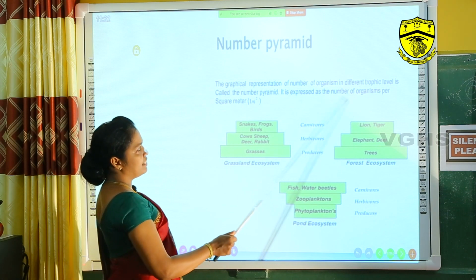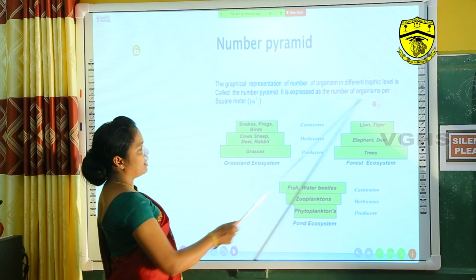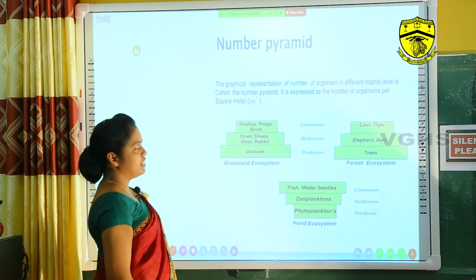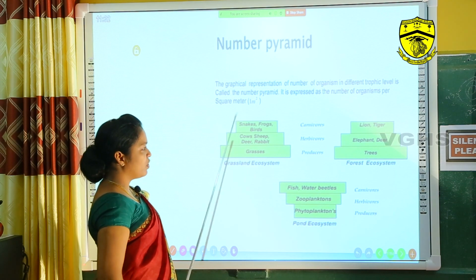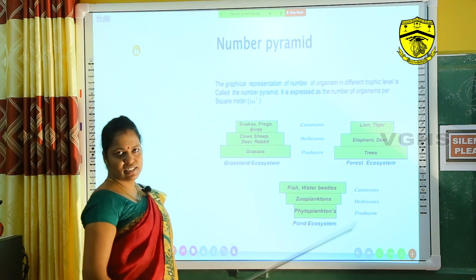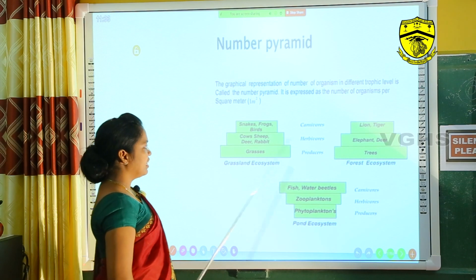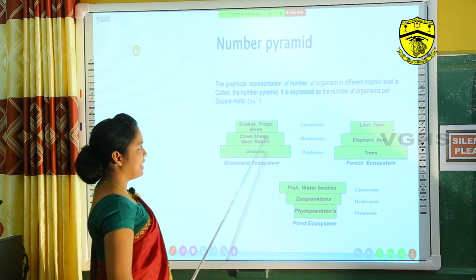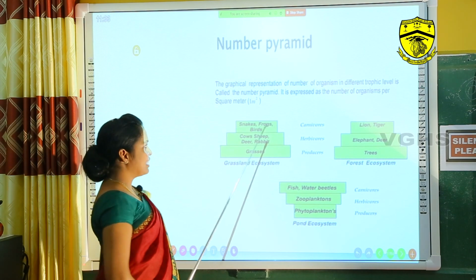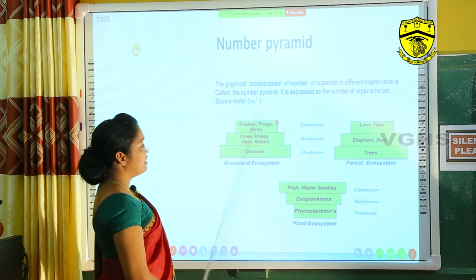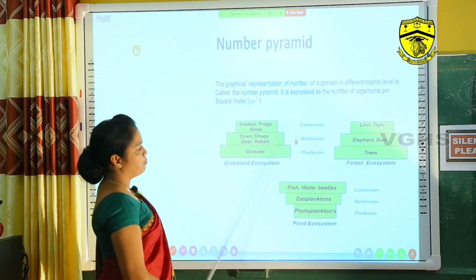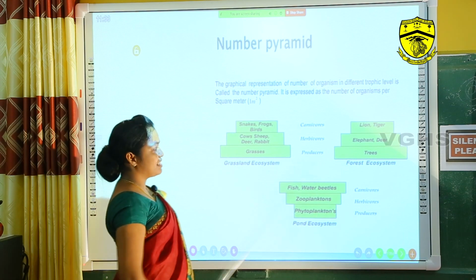So you know that the number of organisms per square meter is the unit of it. So you know the example, and draw the diagram also. That is very important for it. Grass is the producer, and next one deer or cattle, and next one bird. This is the upright grassland pyramid, the grassland number pyramid.